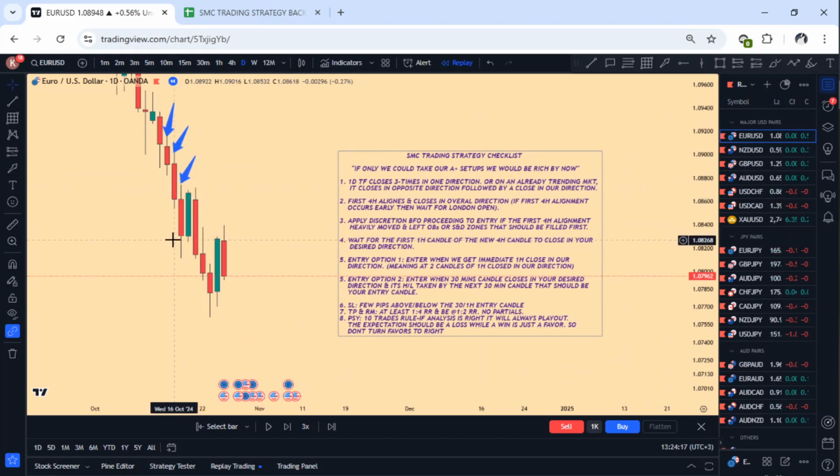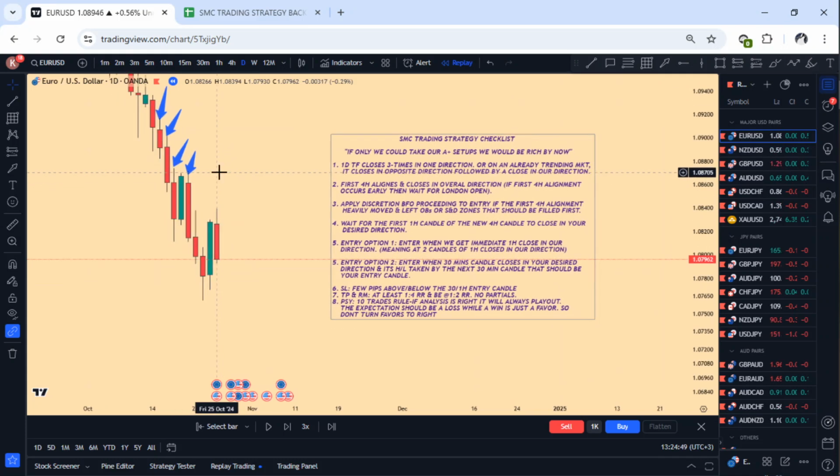So on this occasion, what happened is this: we got a close in the opposite direction, in an already trending market. This is an already trending market which is on a downtrend. It closes in the opposite direction, so you can see there was a close in the opposite direction here, and then after closing in that opposite direction, it is followed by a close in our direction. So our direction is on the sell, so we get a close in our direction here. This was the day the market closed in our direction, so that means that the checklist is confirmed, and therefore this day it was a selling day, so you could sell here again.